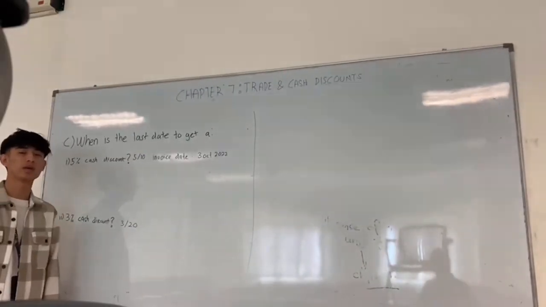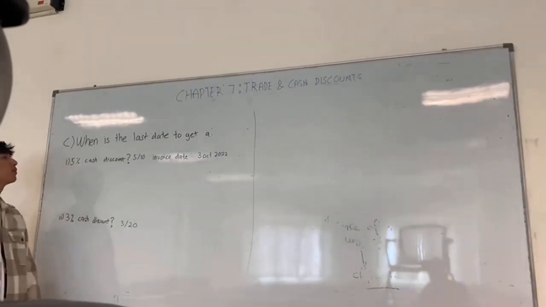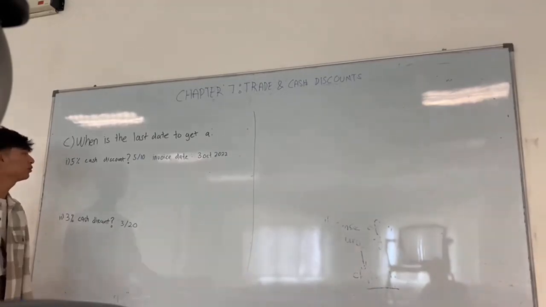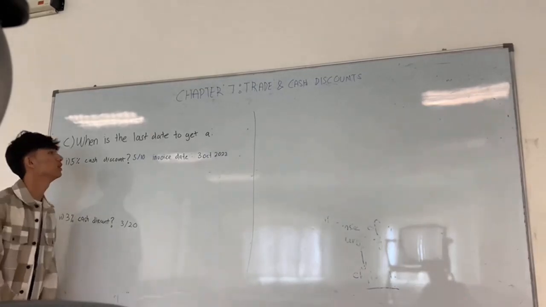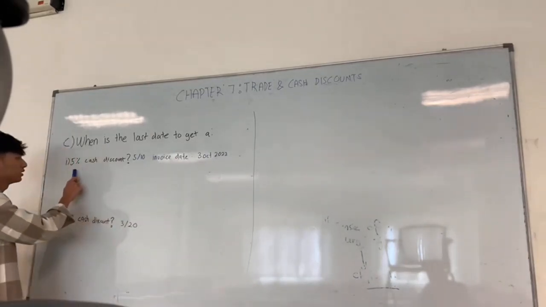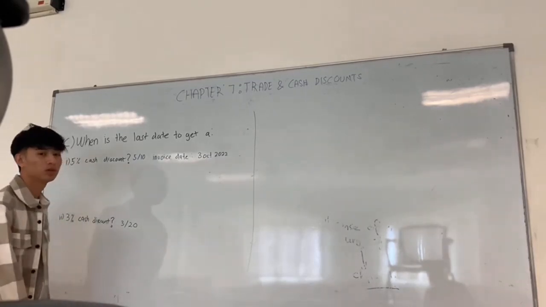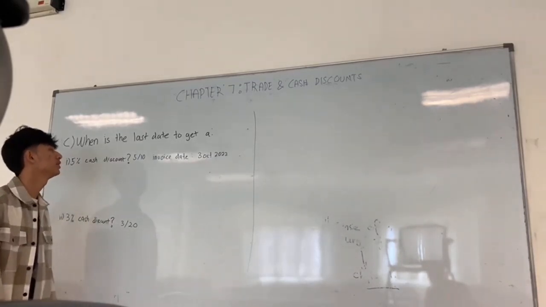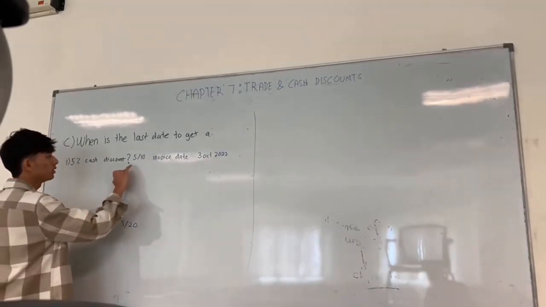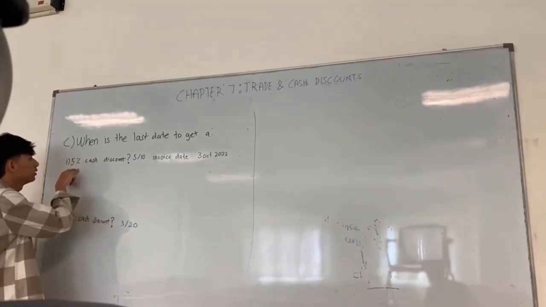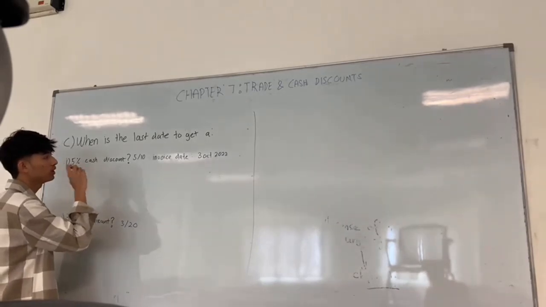Assalamualaikum everyone. My name is Muhammad bin Nuur. So I will continue the answers from Ibrahim's question, which is question C. Question C asks us when is the last day to get a 5% cash discount and a 3% cash discount. From the question given, we know that we get the 5% discount if we pay within 10 days.